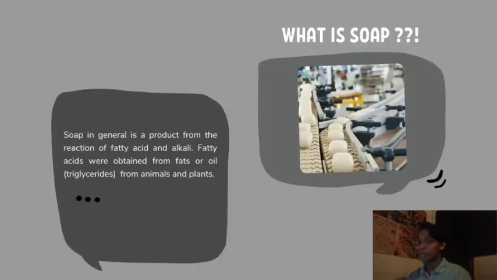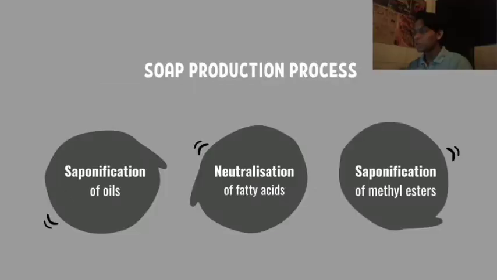Okay, what is soap? Soap in general is a product from the reaction of fatty acid and alkali. Fatty acids were obtained from fats or oil, which are also known as triglycerides, from animals and plants. The soap production process is divided into three parts. First is saponification of oils. Second is neutralization of fatty acids, and the last one is saponification of methyl esters.